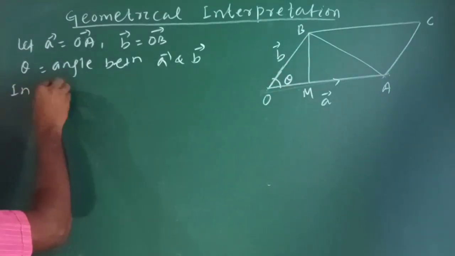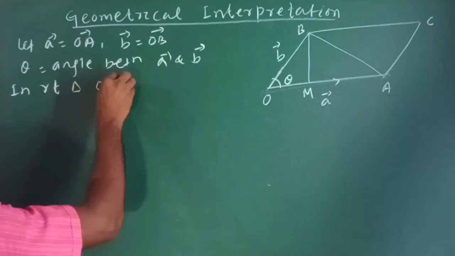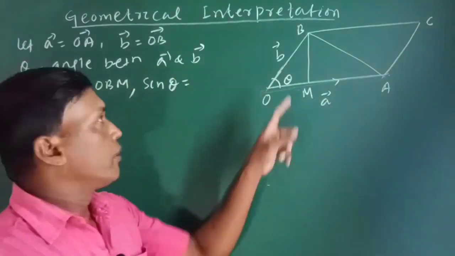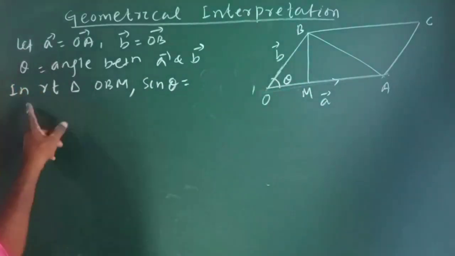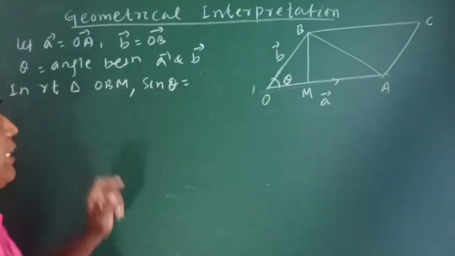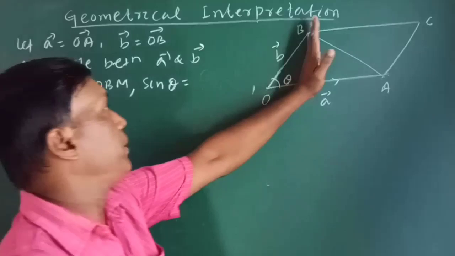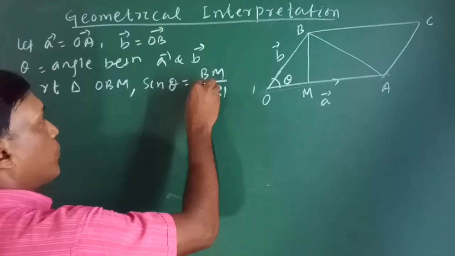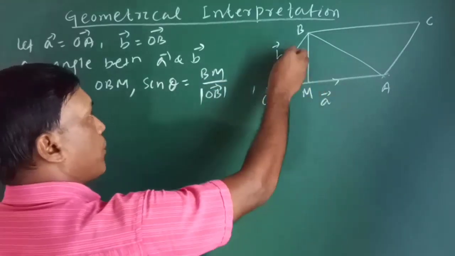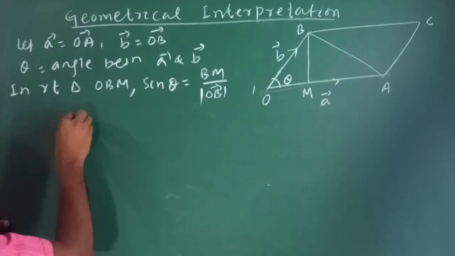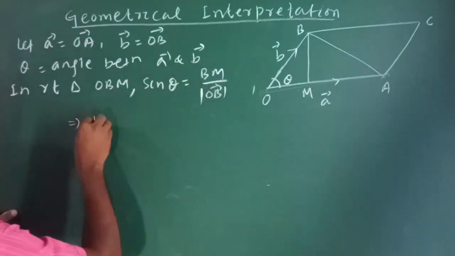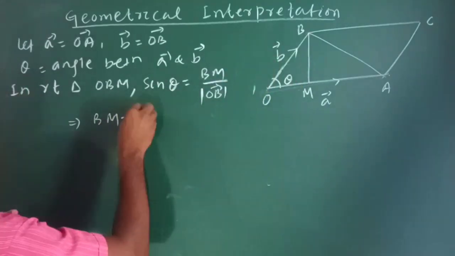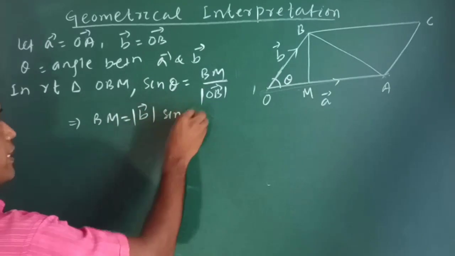In right triangle OBM, we have sin theta equal to P by H. That means BM by OB, BM by magnitude of OB vector. This is A vector, this is OB vector, which implies BM is equal to magnitude of OB, which means magnitude of B vector into sin theta.